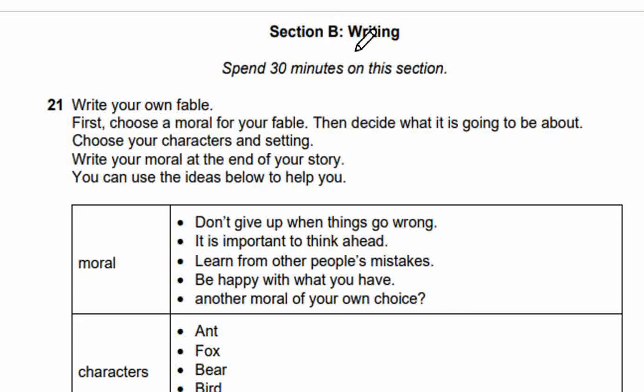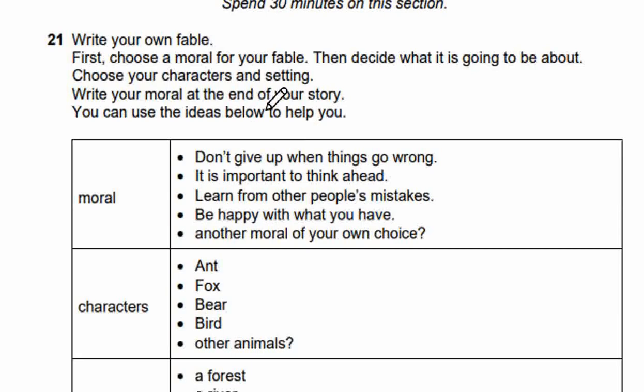Now this is section B, writing. We spend 30 minutes. Question 21, write your own fable. First, choose a moral for your fable. Then decide what it is going to be about. Choose your characters and setting. Write your moral at the end of your story. You can use the ideas below to help you.